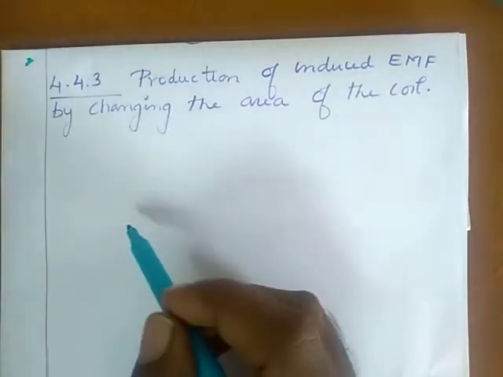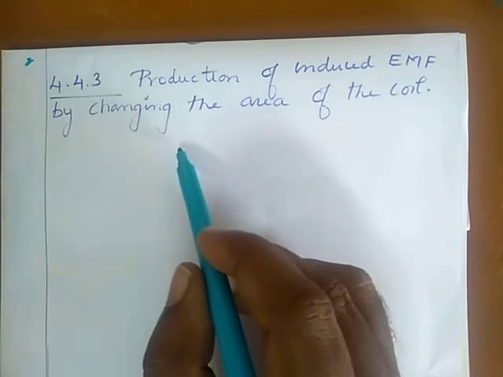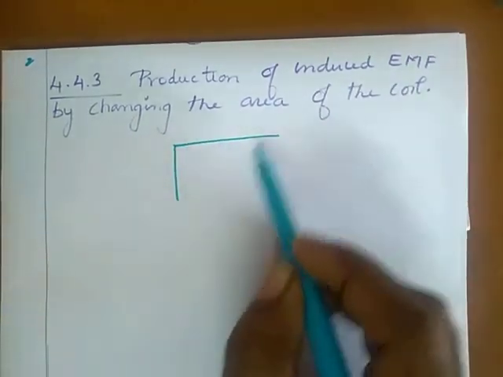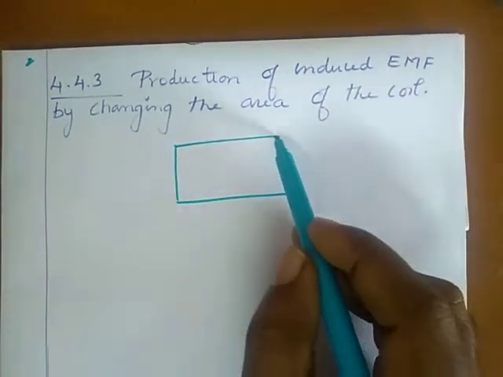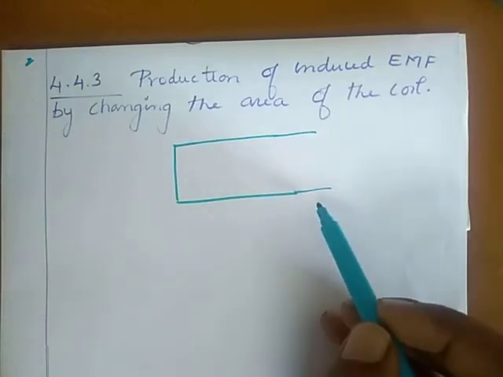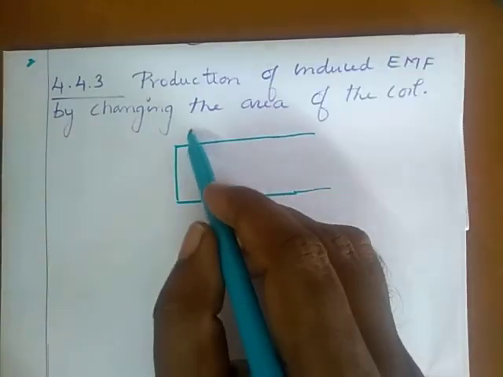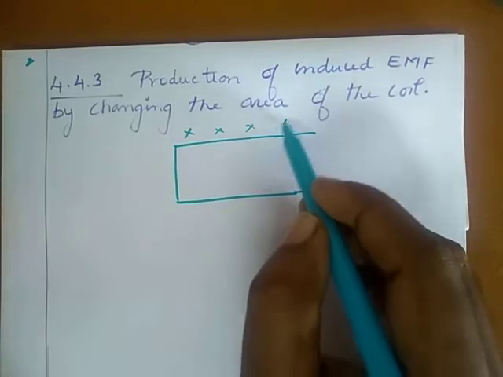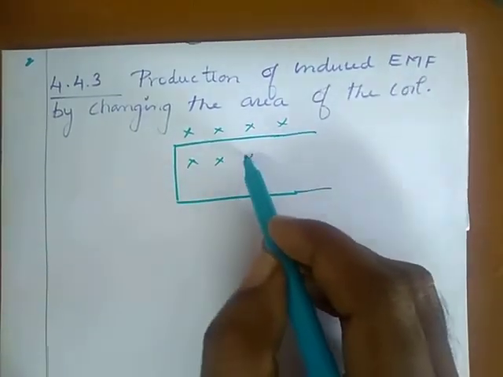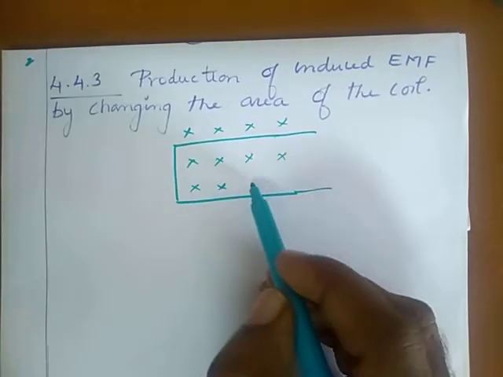So I consider a metallic frame like this. This metallic frame is placed in a magnetic field. This cross represents the magnetic field going into the sheet.